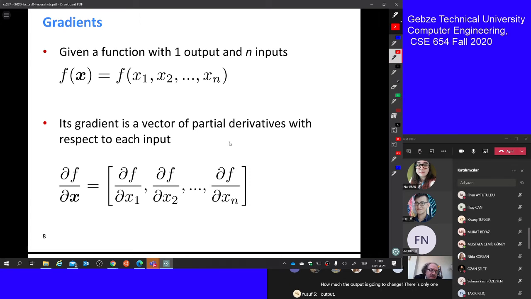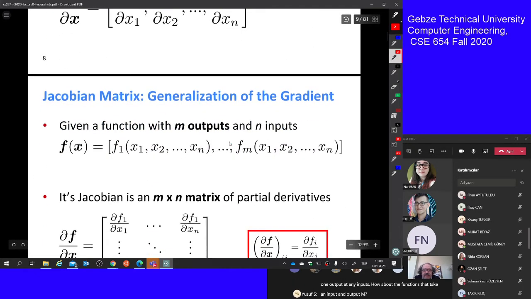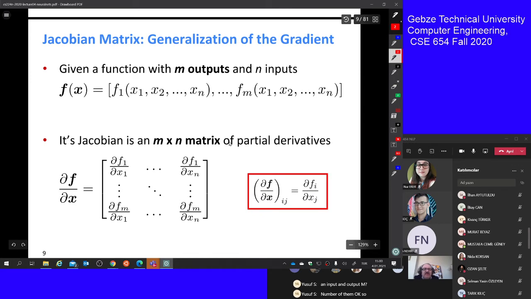If I change the input x1 just a little bit, and all of them are there, okay? That's the meaning. So this is the gradient of a function with one output and n inputs. How about the functions that take n inputs and output m number of them? Okay, so a given function with m outputs and n inputs is going to be a function like that, okay?